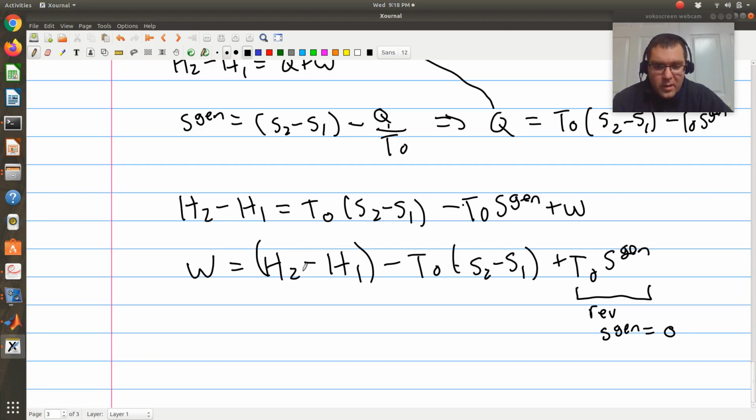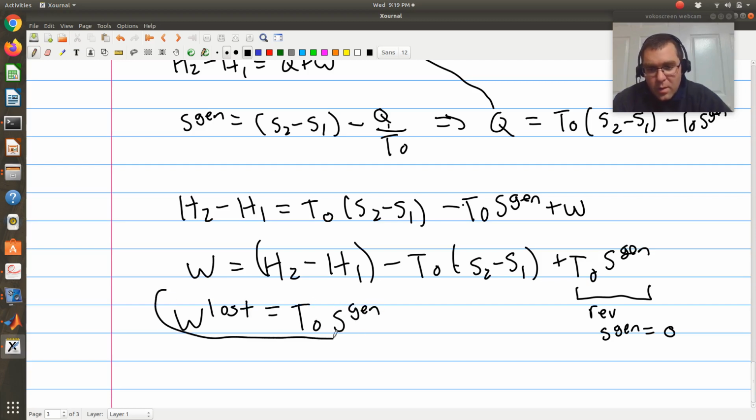So this would be the reversible work given those inlet and outlet conditions. Then they take this other part, which is due to my entropy generation, and they chalk that up to being my lost work. So they take W lost to be equal to T naught times S gen.